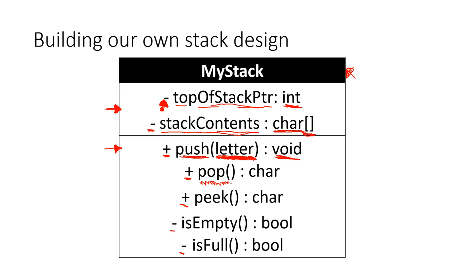Pop. It's going to be a function, so it's not void. Void indicates to us that it doesn't return anything. It's a procedure. Char here indicates that it's going to return a character. So pop is going to return a character to us. Next up, peek. Peek is just going to allow us to look at the top character.